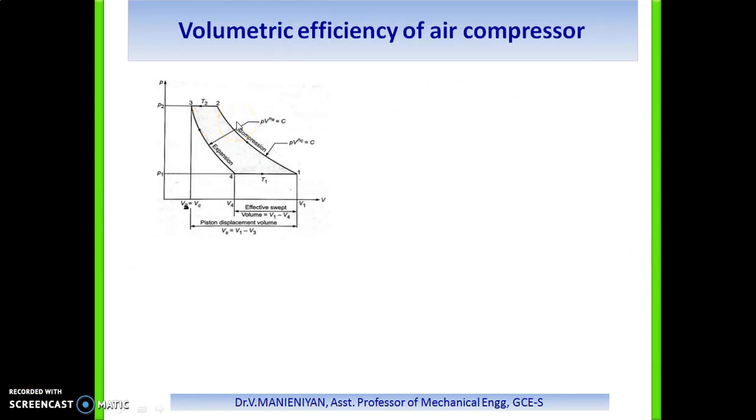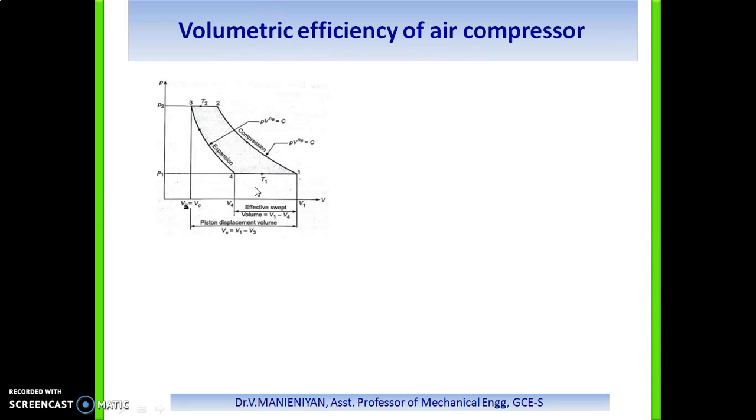So next we discuss the volumetric efficiency of air compression. This is the PV diagram of the compressor that shows the volumetric efficiency. The volumetric efficiency is defined in two forms: one is the volume ratio, another is the mass ratio. The volumetric efficiency in terms of volume ratio is the ratio between the volume of gas delivered, as measured at atmospheric pressure and temperature, and the swept volume of the cylinder.